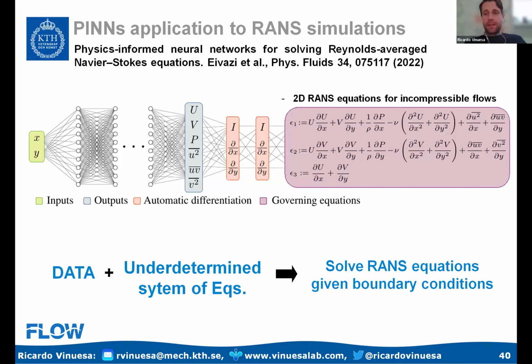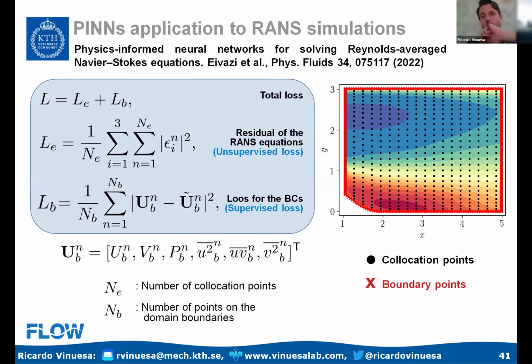That means that with PINNs, I can get away with meshes that are much coarser than what I would have in a normal RANS simulation, although PINNs is more expensive than a normal simulation. That's also something to keep in mind. Schematically, this is how it works. My loss function has two terms, one supervised and one unsupervised. In this figure, the red boundary is known information, basically boundary conditions, and the black points are collocation points where I basically evaluate the error of my PDEs.